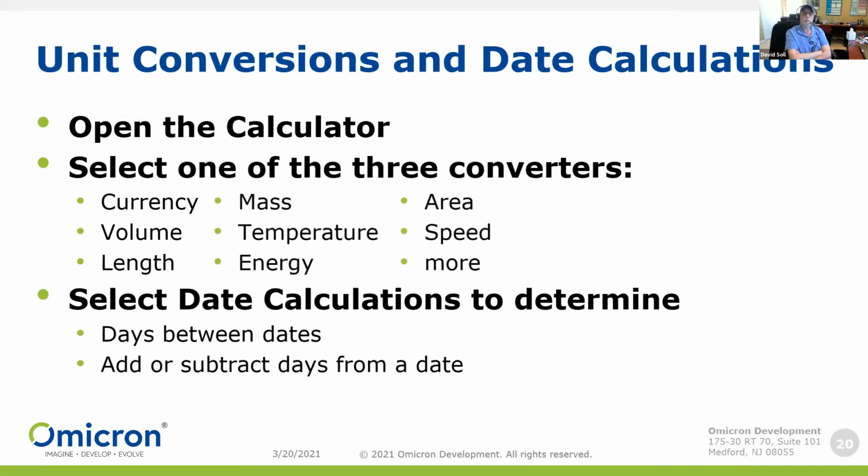Units conversion and date calculation. The calculator is actually very powerful. It has a lot of different modes in it that aren't really obvious. So if you open up the calculator, you can select any of these converters. Notice they've got currency, mass, area, speed, temperature. It even has time zone calculations. Think about the currency. The currency is constantly changing, yet it'll handle the current currency exchange. So if you want to do dollars to euros, it's got it built into it, which is really kind of neat.